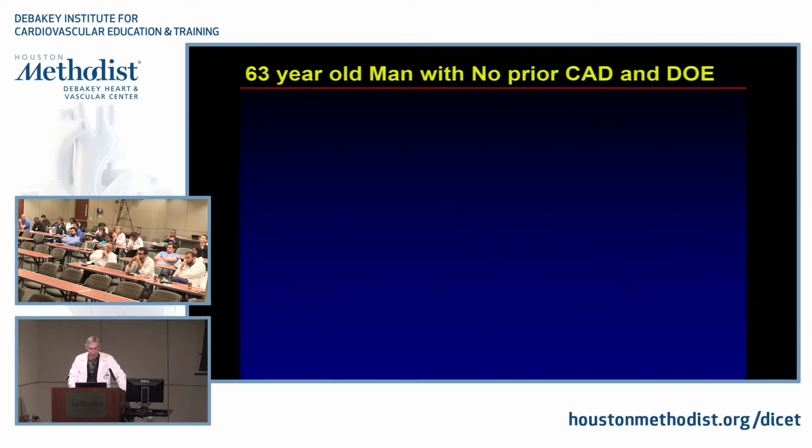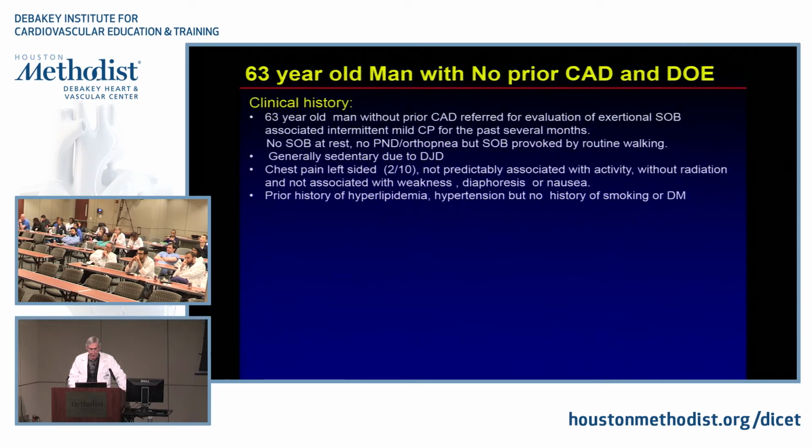Okay, here's another man, no prior CAD, who had dyspnea on exertion. This is a patient I actually saw in clinic for the first time, referred for evaluation of exertional shortness of breath, associated with intermittent mild chest pain for the past several months that was really not necessarily associated with exertion. No shortness of breath at rest, no PND or orthopnea. All his shortness of breath was provoked by routine walking, generally sedentary. He had degenerative joint disease.